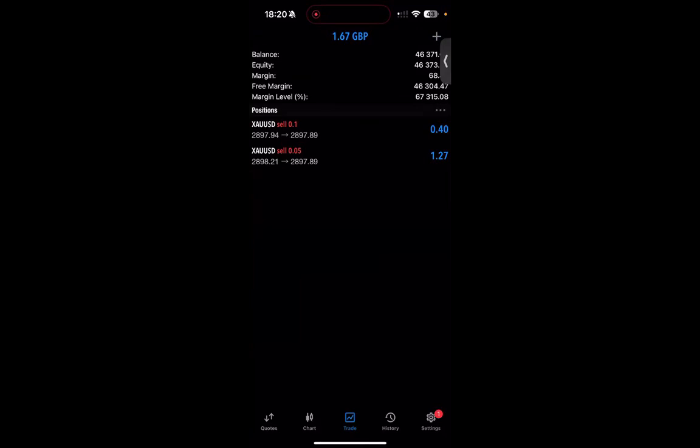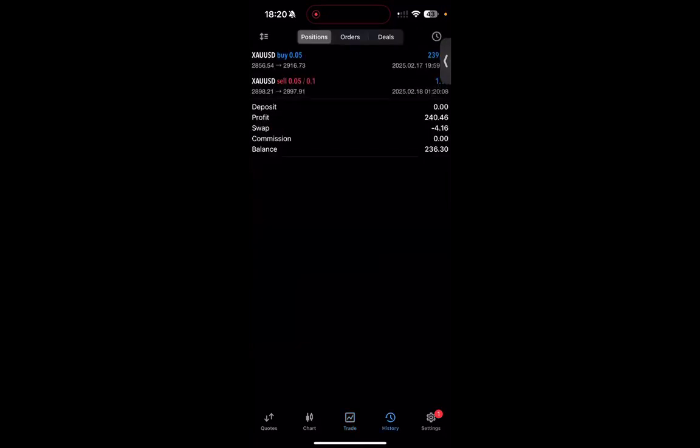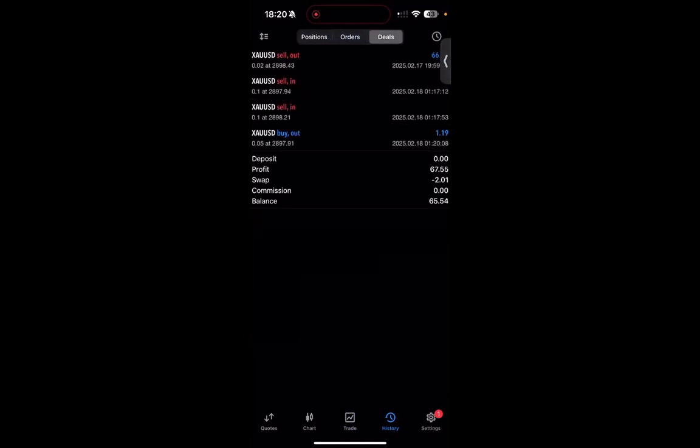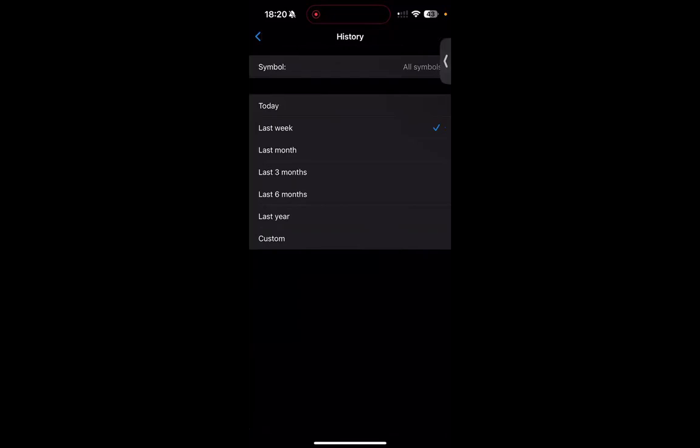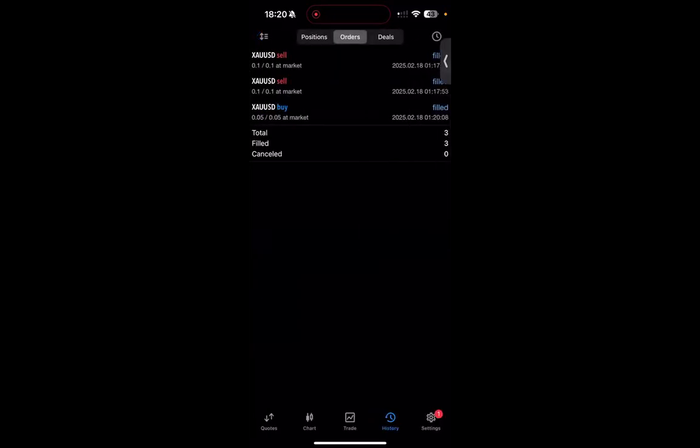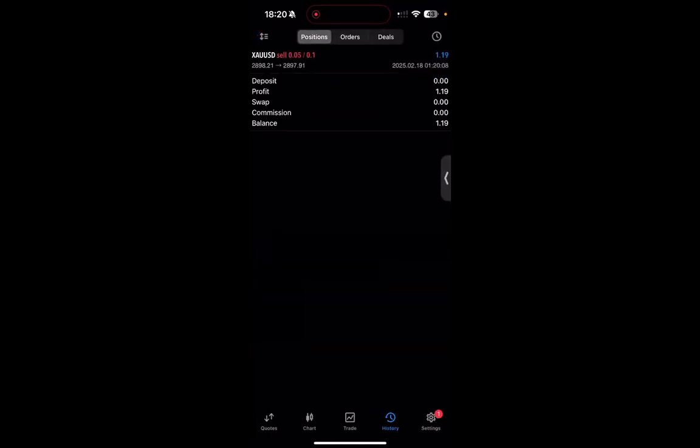So this is what we call take partials. I have now closed part of my trade and secured partials. So if I now go to history, you can see, if I go to from today, where are my orders from today? There we go. You can see I've now closed half of that trade.